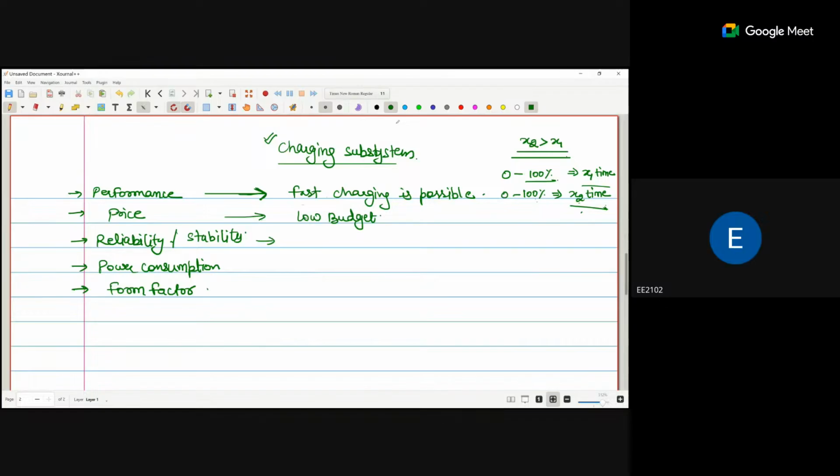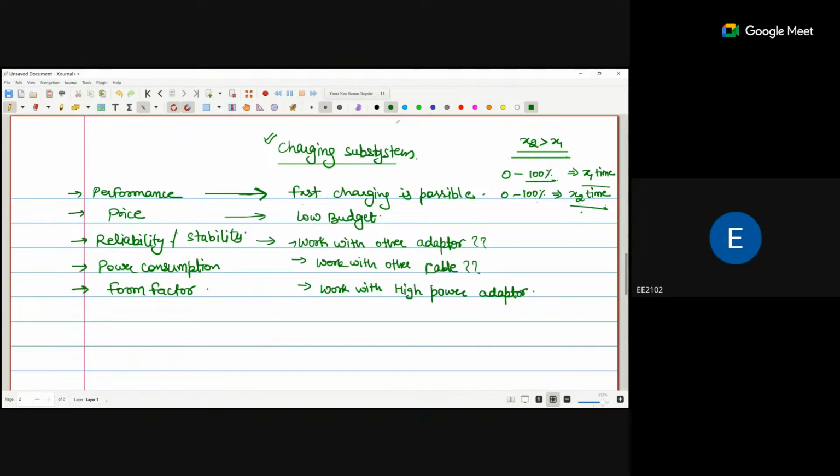Third, reliability, stability. Can it work with another adapter or work with another cable, or can it work with a high power adapter?